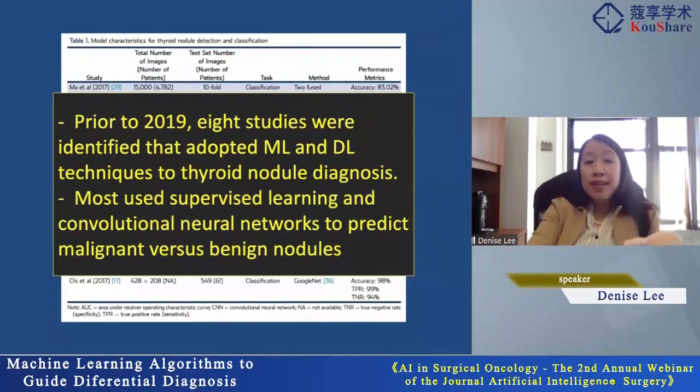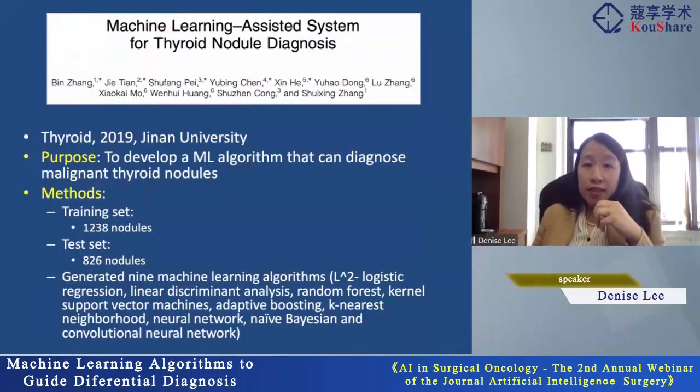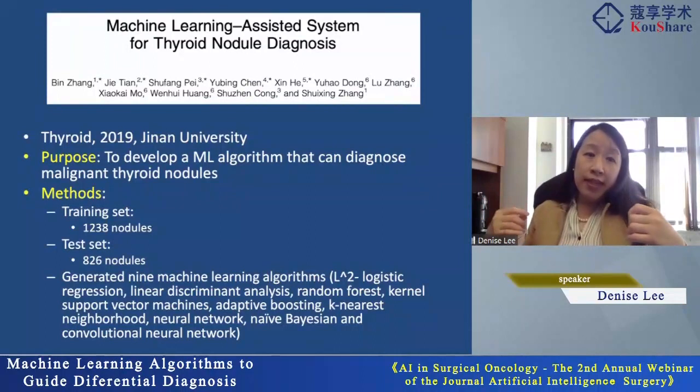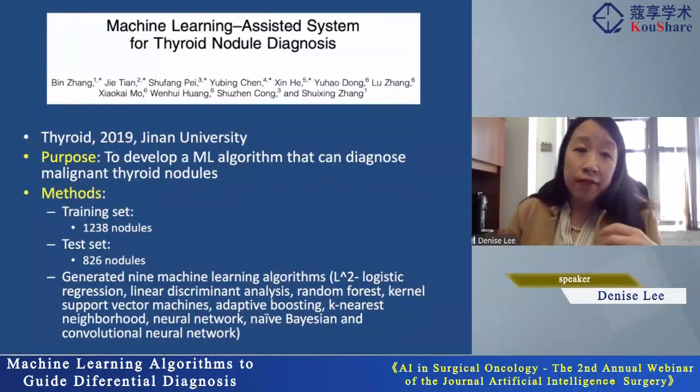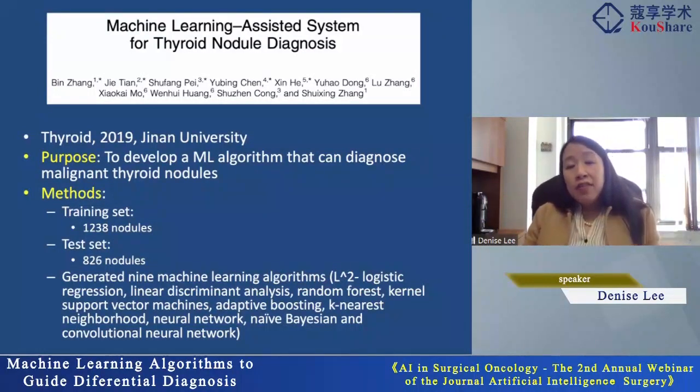So they found that most studies used supervised learning and convolutional neural networks to predict malignant versus benign nodules. This study, published from a group at Icahn University, is an example of this type of work. This group developed a machine learning algorithm whose whole purpose was to diagnose malignant from benign. They had a training set of over 1,200 nodules and a test set of over 800. They generated 9 different machine learning models to identify which one was the most predictive of being able to discriminate between benign and malignant.